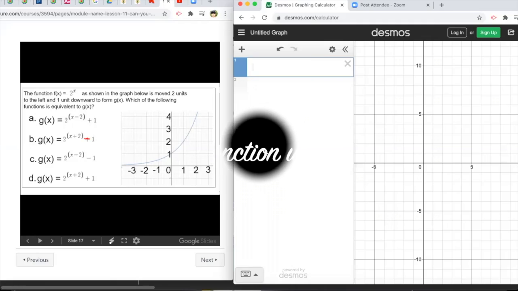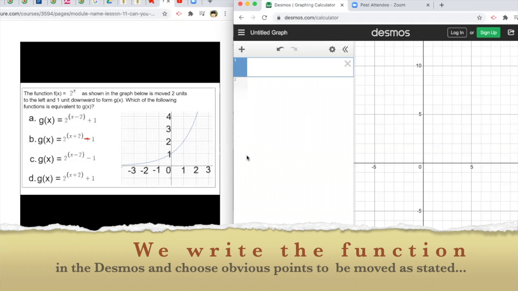The function f of x equals 2 to the x, as shown in the graph below, is moved 2 units to the left and 1 unit downward to form g of x. Which of the following functions is equivalent to g of x?